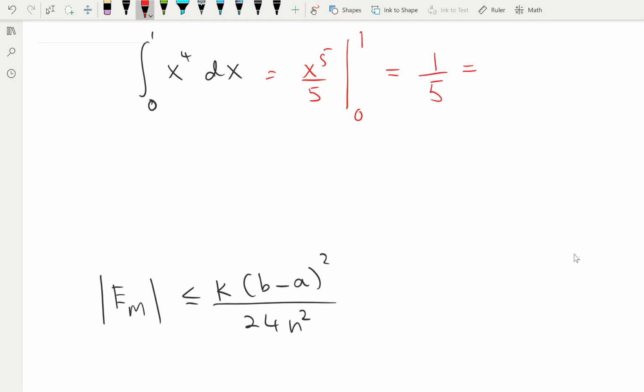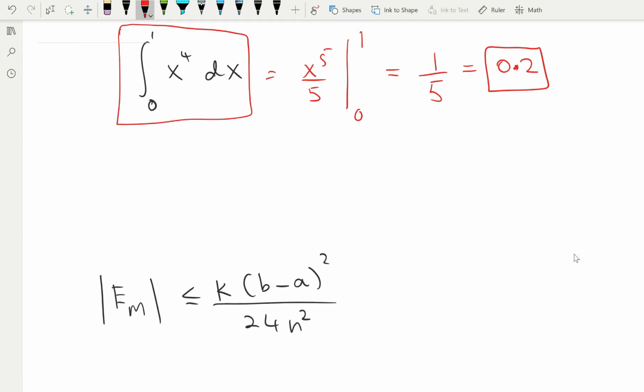Now I did that fast, but I'm sure you can do that at home, right? So 1 over 5 means 0.2. So what does this 0.2 mean? That means this is the solution. So if you integrate x to the 4 between x value 0 and 1, what you get is 0.2. That's the actual answer, okay?